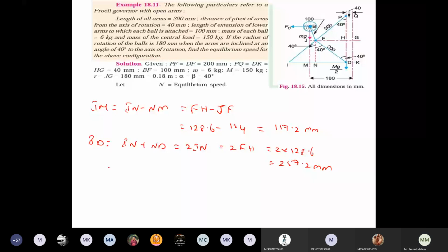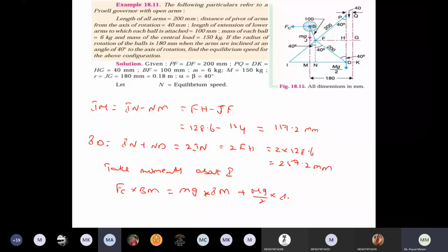Okay, now taking moments about the instantaneous center I. What is the equation we can get when you take the moments about I? Can anyone answer? I can write the equation as Fc into BM is equal to small mg into IM plus capital MG by 2 into ID.